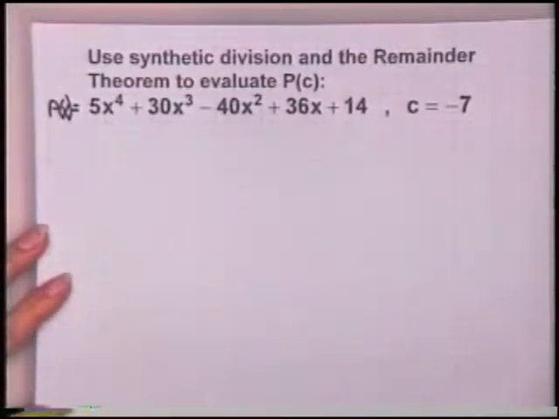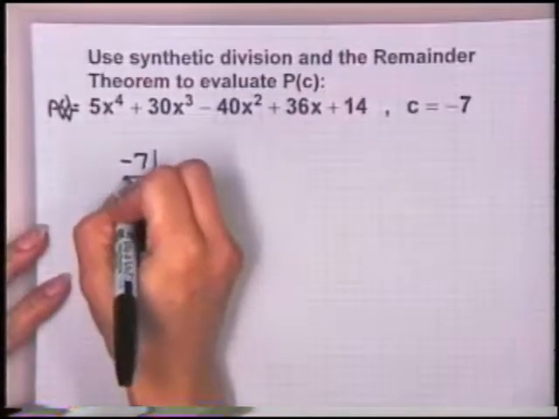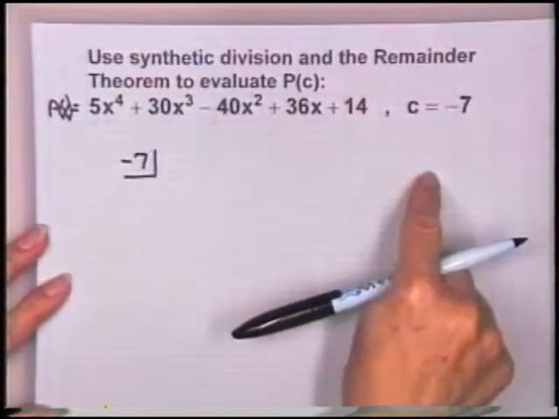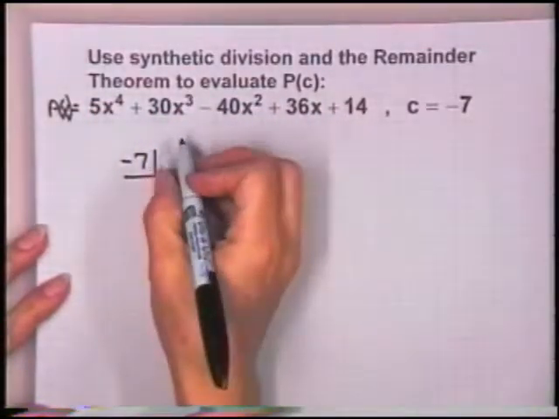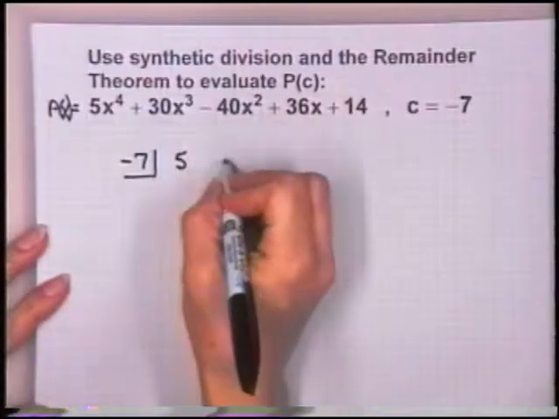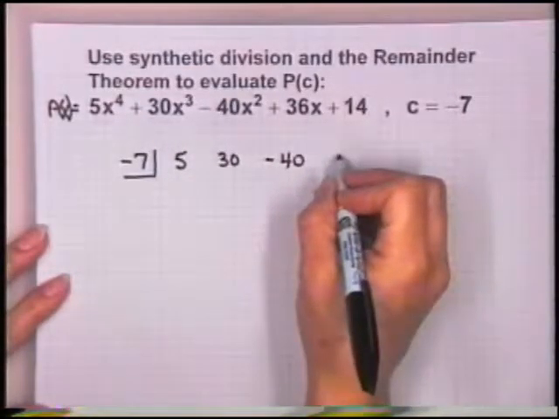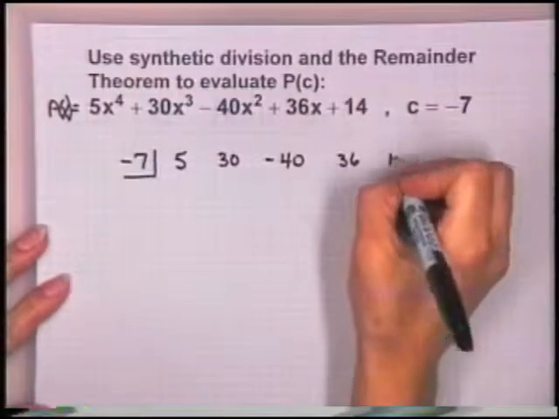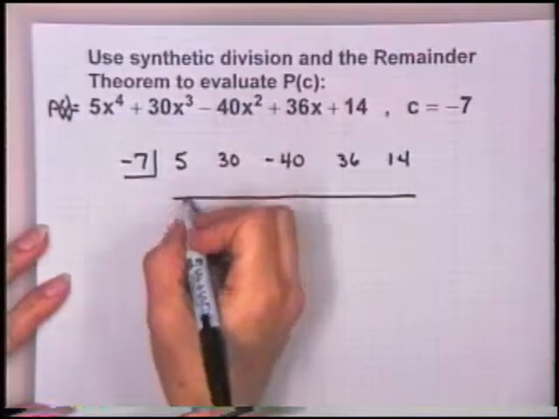Now this says c is negative 7. So what I want to do is put my c of negative 7 here. I'm going to list my coefficients. Now, do I skip any powers? 4, 3, 2, 1, no. So I don't skip any, so we just bring down those coefficients: 5, 30, negative 40, 36, and 14. And we're going to draw a line here.